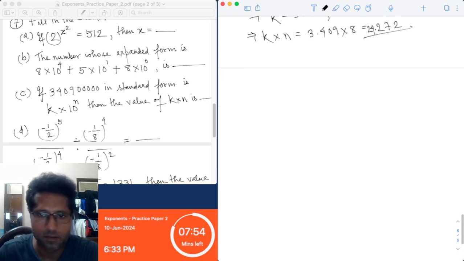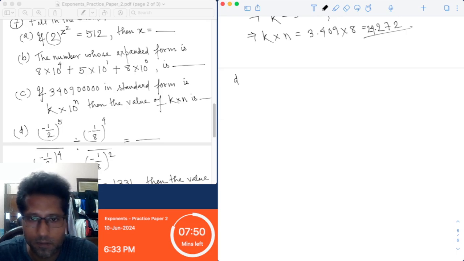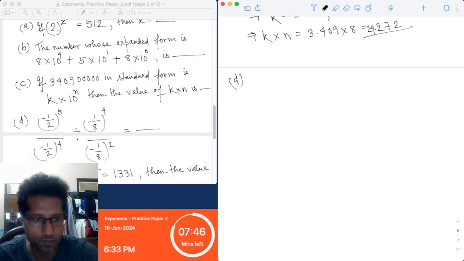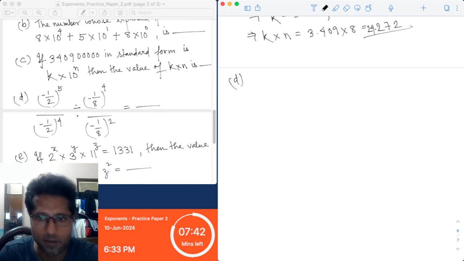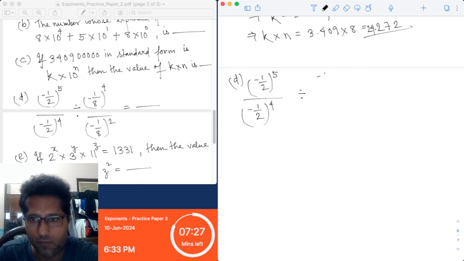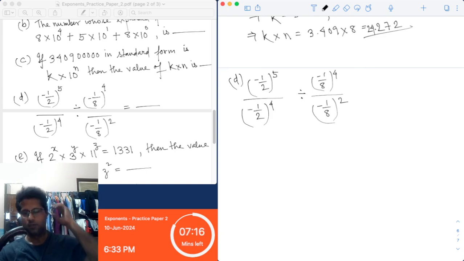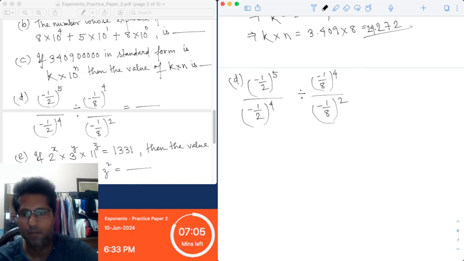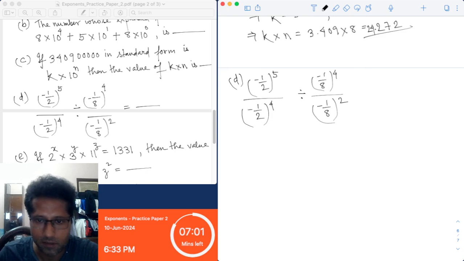Okay, let's do part D. Okay, we have to simplify the value. We are given a very complicated expression. Let's see. It is minus half to the power 5 divided by minus half to the power 4, and this whole divided by minus 1 by 8 to the power 4 divided by minus 1 by 8 to the power square. Okay, so we see this is basically a division of two expressions, where each expression again is in exponential form. So let's see step by step.